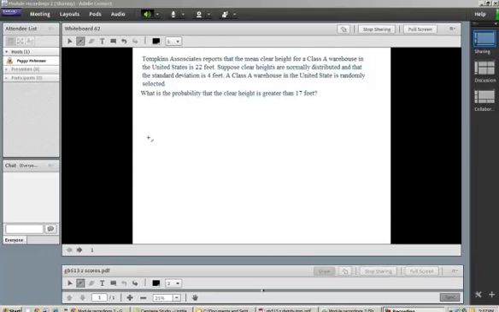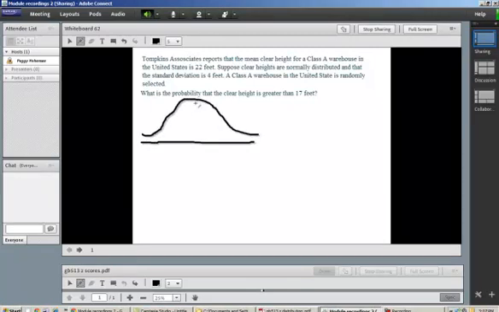Let's first start out with a picture. If I have a picture of a normally distributed function, here is my mean at 22. We are looking at a value of 17, and we want the probability that it is greater than 17, which means I want all of this. In order to do that, the very first thing I need to do is find a z-score.